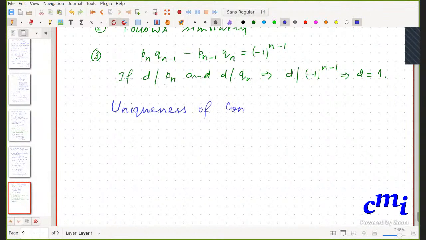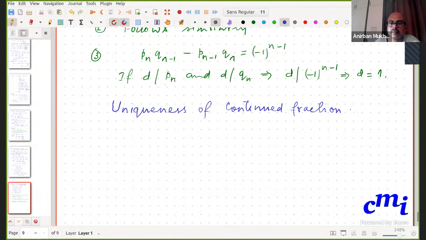Uniqueness of continued fraction expansion. So let's start with an example, just a small example.